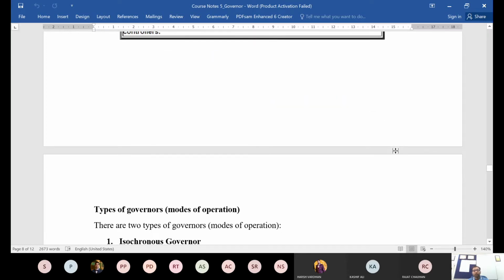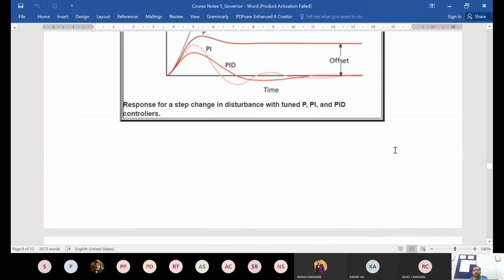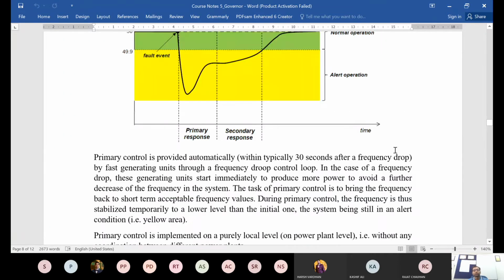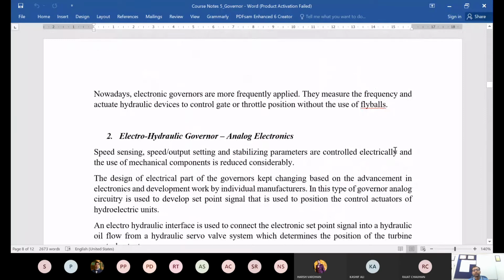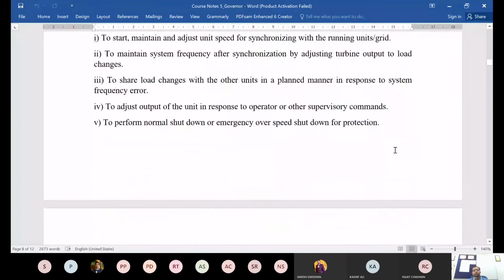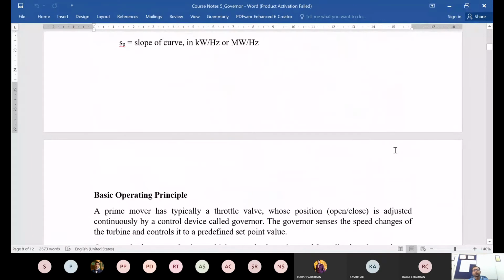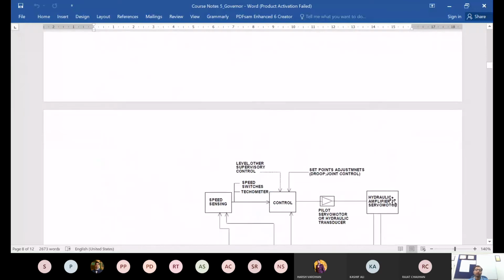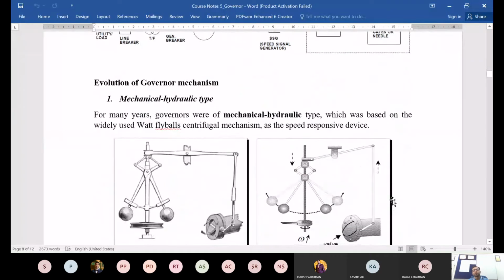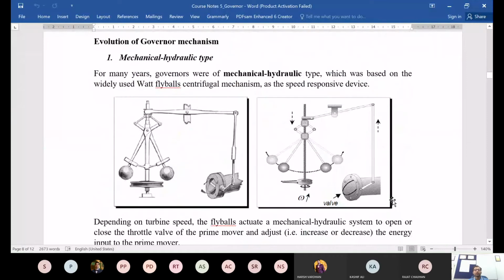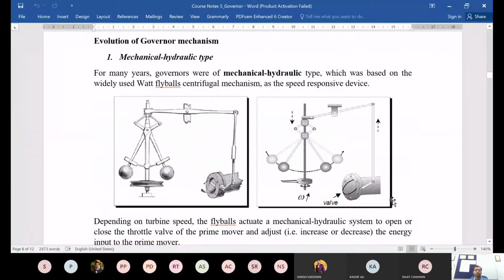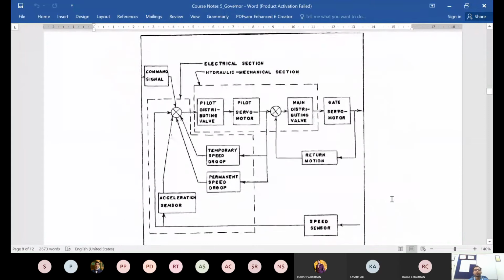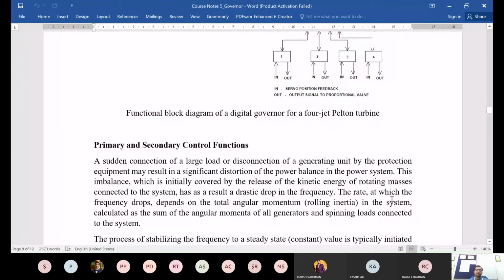So now we'll look at a classification of governors in terms of their modes of operation. So far, what we looked at was the evolution of governors. We first discussed the basic operating principle and the conceptual understanding. And then what we discussed was an evolution. It's not really a classification of the governors which are available at present. It's how the governors have evolved over a period of time, and finally we have the digital governors.